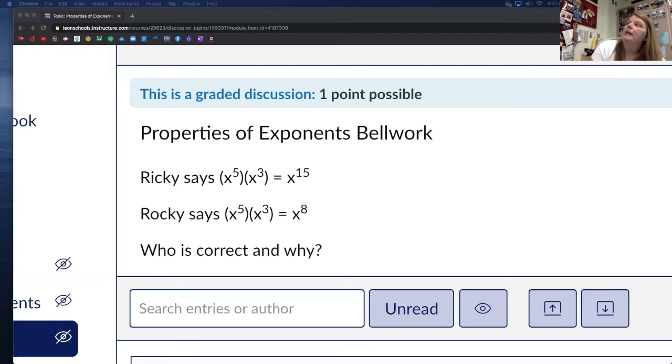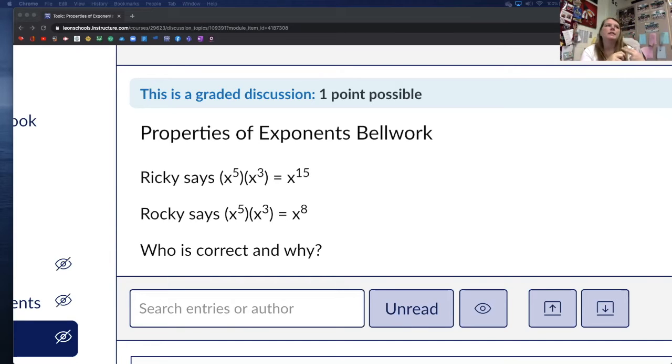So Ricky said that 5 times 3 is 15. Rocky said 5 plus 3 is 8. So I would agree with Rocky because Rocky added the exponents, meaning I have 5 x's here and I have 3 x's here, and I have how many total? 8 x's. So that's exactly what that means.